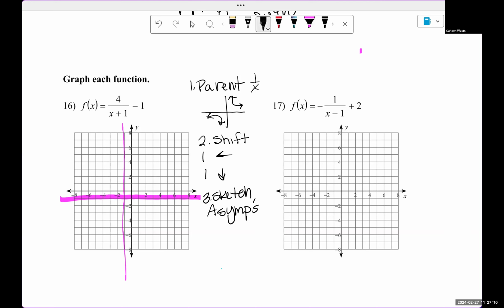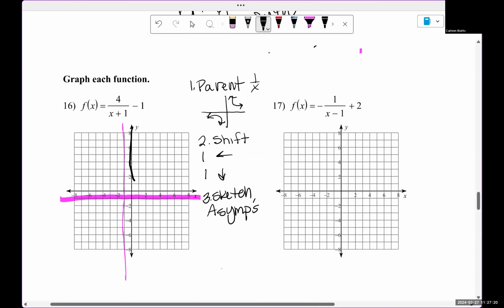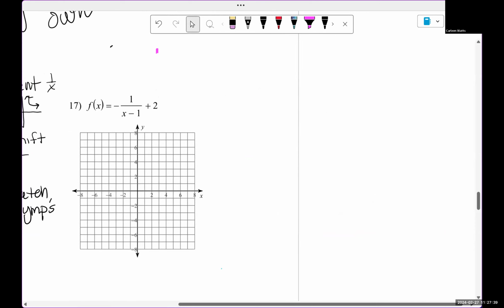And draw a graph. So the pink lines are the asymptotes. They are not part of the graph. You could, in some instances, erase them, but we're going to leave them. Okay, number 17. How is 17 different from 16?